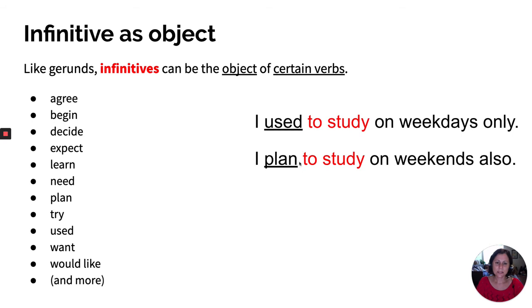Okay? You wouldn't use the gerund. For example, I wouldn't say I plan studying on weekends. That's incorrect. So after some verbs, we use the infinitive, not the gerund.